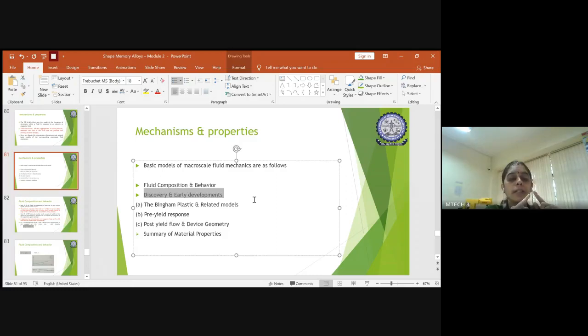So one was associated with Bingham plastic and related model. This was the first basic model developed by some researchers based on macro scale fluid mechanics. And next, some people worked on pre-yield response. I told you, we need to understand what is the pre-yield stress of the given material. So based on the pre-yield response, some basic models were derived.